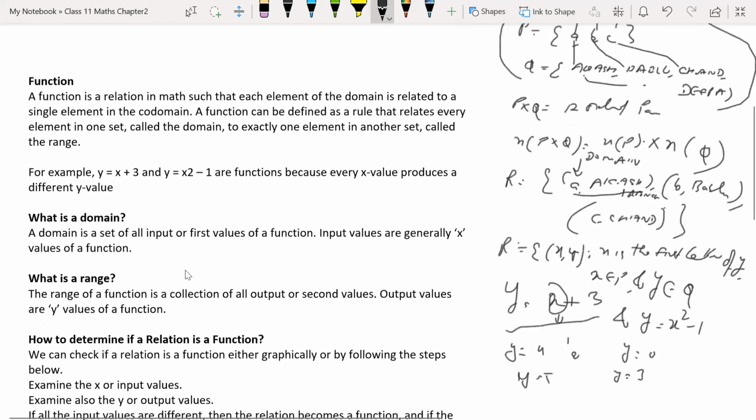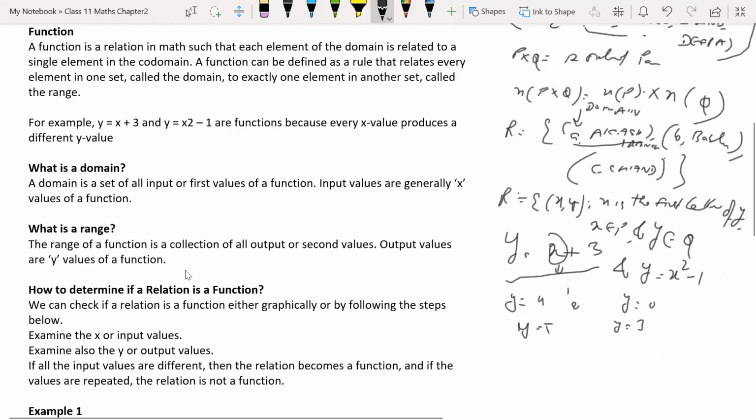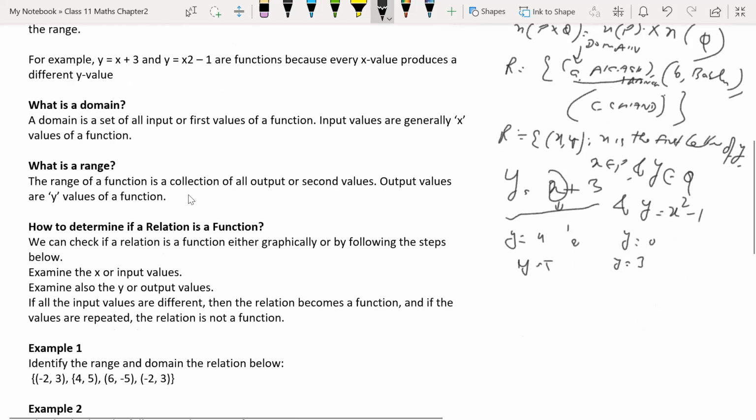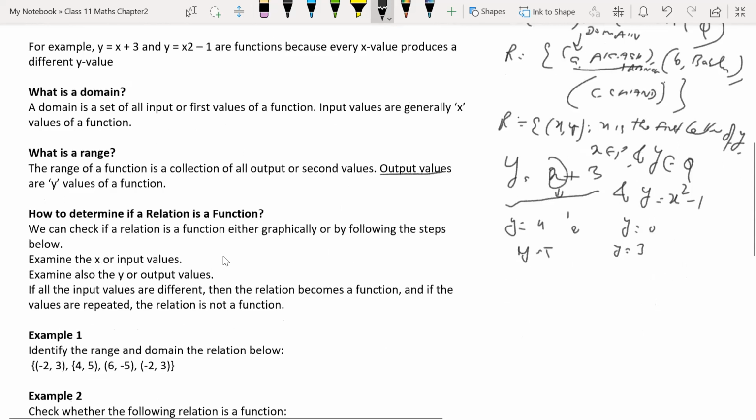I have already told you what a domain is. A domain is the set of all input or first values of a function. Input values are the x values of a function. The range of a function is the collection of all output or second values, the y values. Can you determine if a relation is a function?